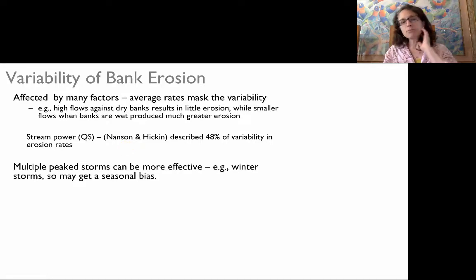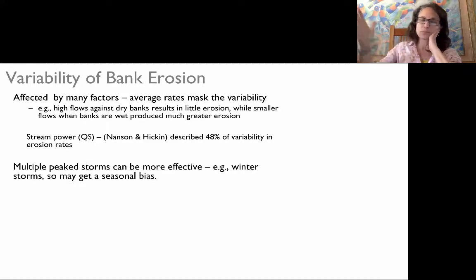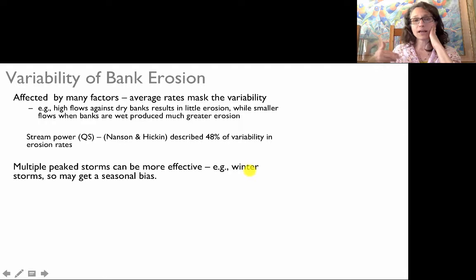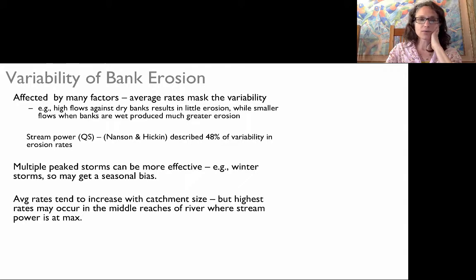Multiple peak storms can be more effective. Because if you have wetting and drying, you pre-weaken the banks, and they're more susceptible to erosion. And so if you're in a climate where you get winter storms one after another, you may actually have a seasonal bias with the bank erosion, where you have more in one season or another.